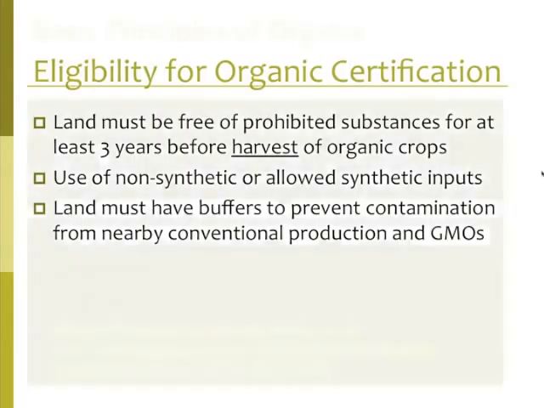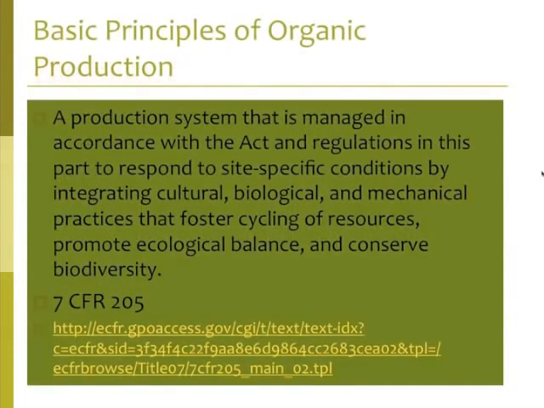The basic principles of organic production, I'm going to try to go back to that slide. Here we are. The National Organic Standard defines organic as, quote, a production system that is managed in accordance with the Act and regulations in this part to respond to site-specific conditions by integrating cultural, biological, and mechanical practices that foster cycling of resources, promote ecological balance, and conserve biodiversity.